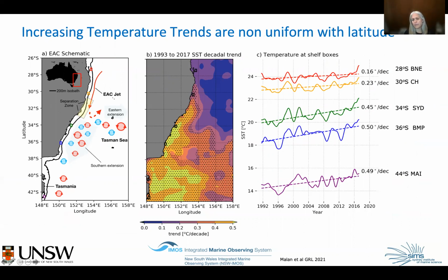And what we found, this is a piece of work that came out earlier this year, was that the rate of warming is non-uniform with latitude. And in fact, the fastest warming is occurring down the southern half of the system between 36 and 42 south. And that rate of warming at 0.5 degrees per decade is more than double the rate of warming that we have up in the northern half of the system in the core of the EAC jet. So it really is this extension region where the jet is penetrating further south that's experiencing the most rapid warming rate.